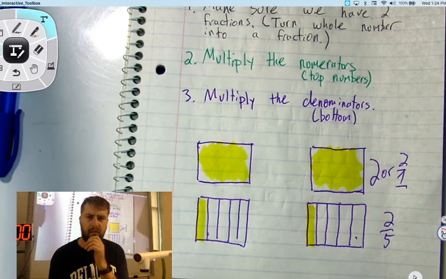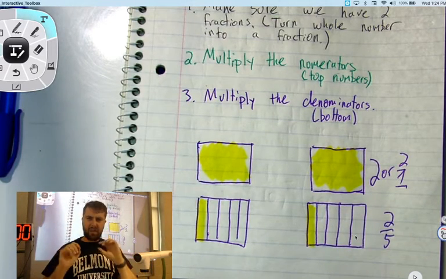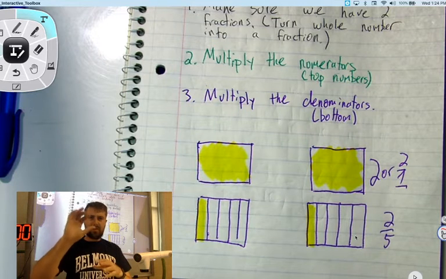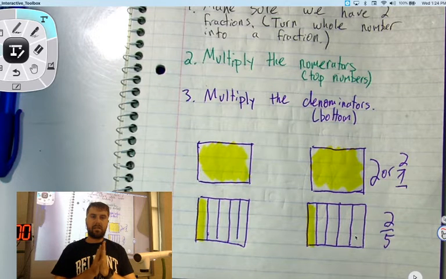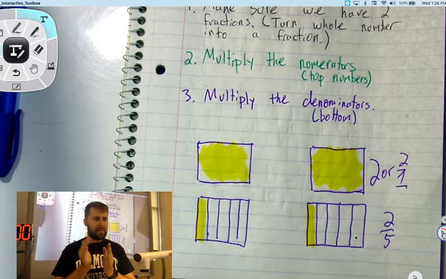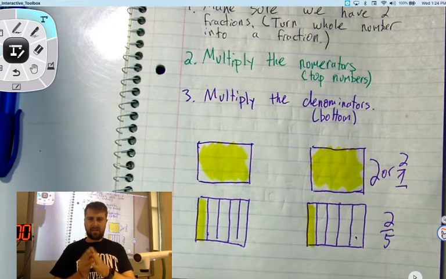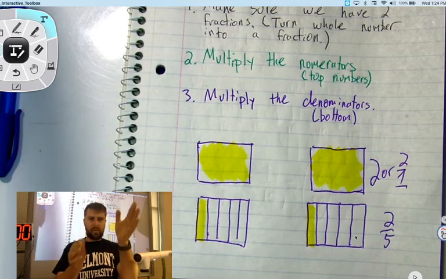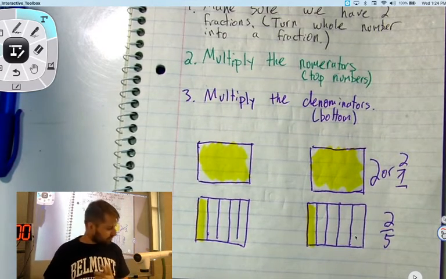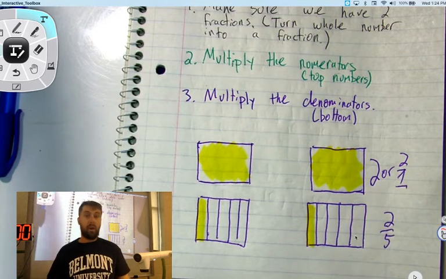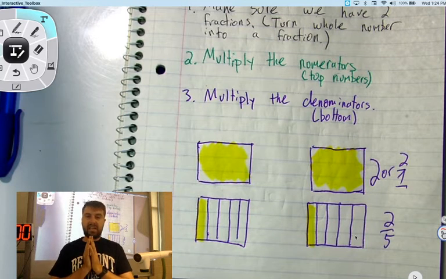Wait, hold up. When I'm looking at this, I see the number we started with appears to be smaller than the answer. So we started with 2, and then when we multiplied 2 times 1/5, our answer was 2/5. But when we multiply numbers, we usually think of them getting bigger. 2 times 4 is 8. 8 is bigger than 2. 6 times 4 is 24. 24 is bigger than 6. But when we multiply fractions, when we multiply a number by a fraction, our answer is smaller.